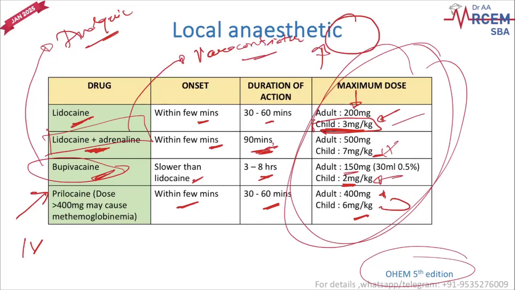For the same reason, as it doesn't enter the systemic circulation because it is a powerful vasoconstrictor, you can use a larger dose, almost more than double. 3 mg per kg is for plain lidocaine only. Here you're using 7 mg per kg. Up to that level you can use it.